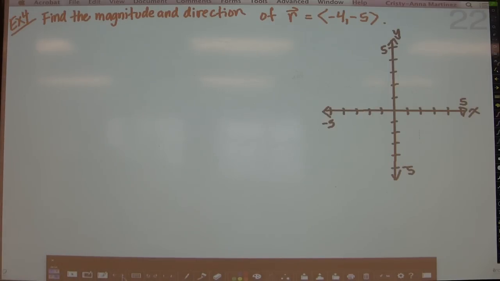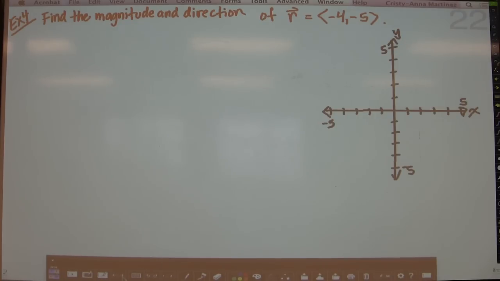In example 4, we are now going to get into the distance formula that I mentioned earlier, and also using a little bit of trigonometry to find the direction. So it says here, example 4, find the magnitude, which is the length of the vector, and the direction of vector r, which has component form -4, -5.